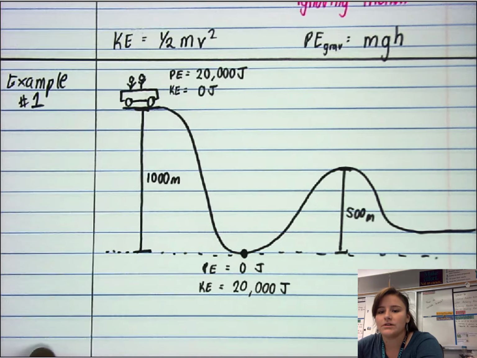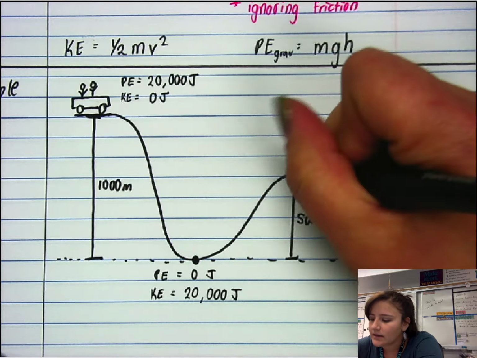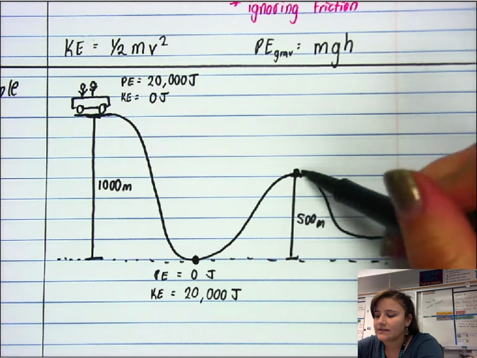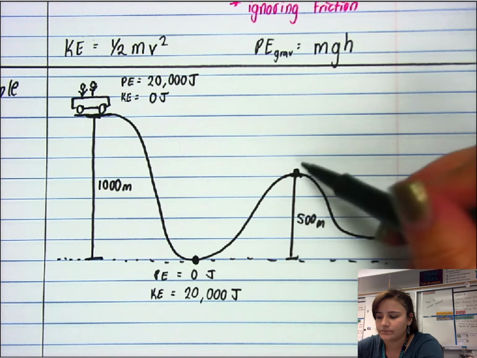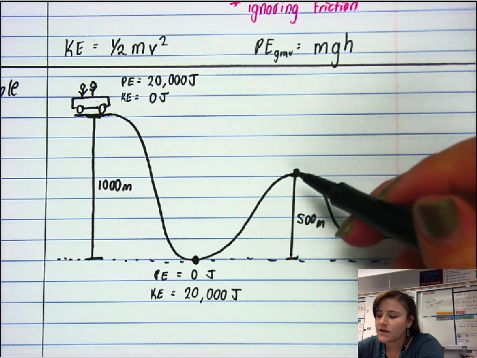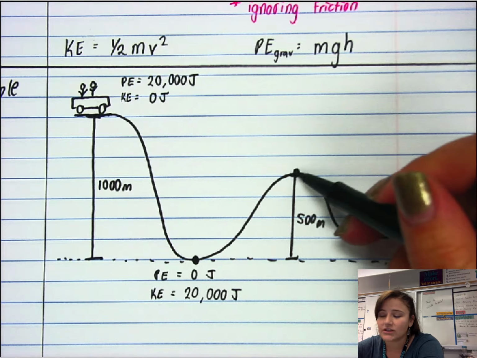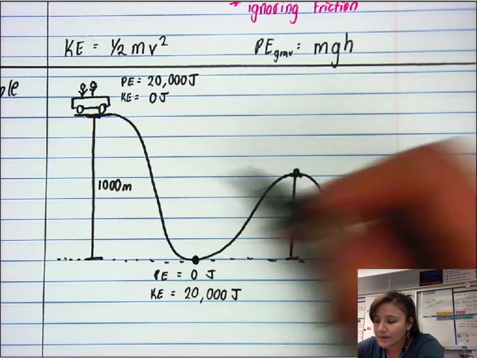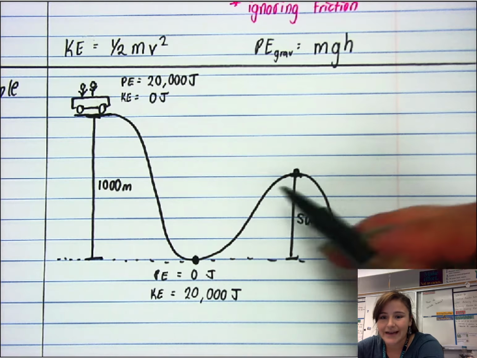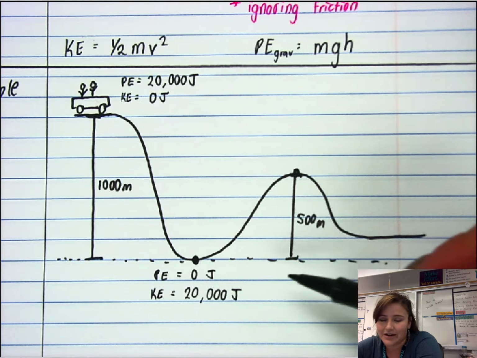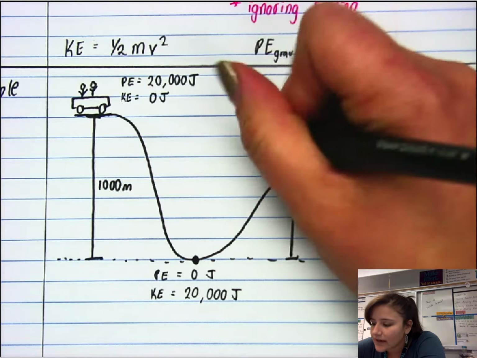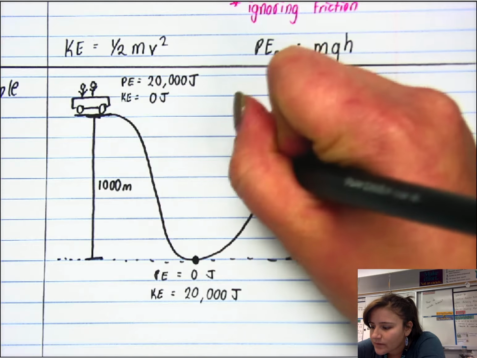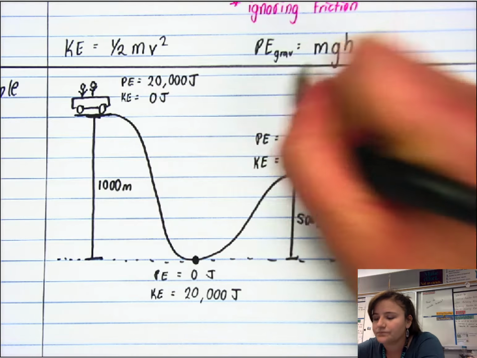Let's look at one more spot on the roller coaster. Let's look at right here. Now it's at a 500-meter tall ramp. Okay, so it's still going to have some potential energy because it's at a height, but it's still going to be moving too. So it has kinetic as well. You don't stop moving other than at the very top of the roller coaster ramp.